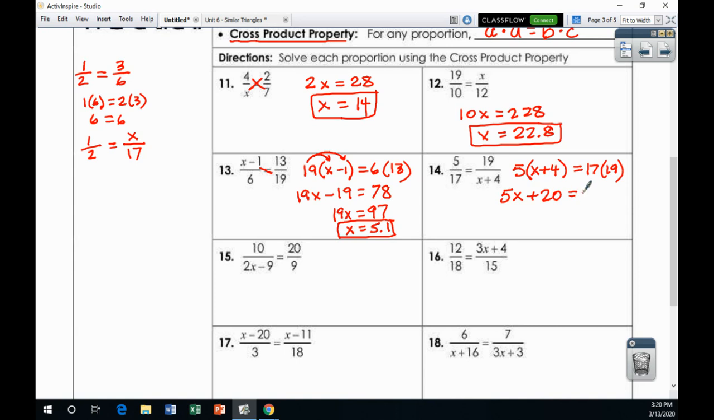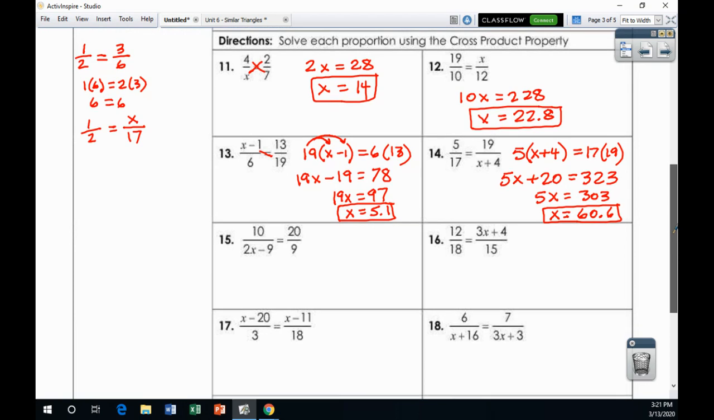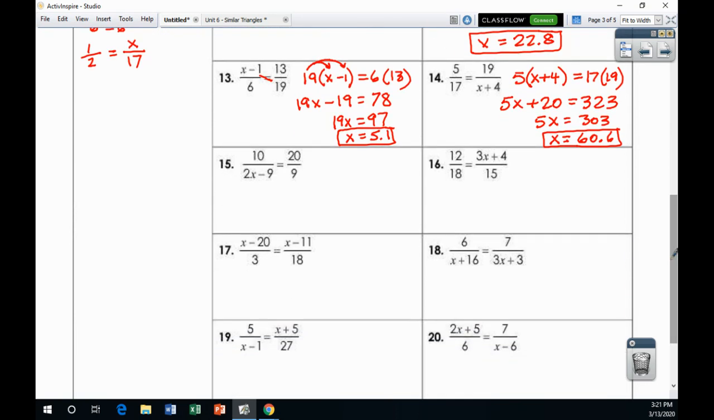17 times 19 is 323. Okay? Subtract 20 from both sides. 5x is 303. And obviously 5 is not going to go into that an even number of times. So with these decimal values, you may have to round sometimes. Let's round everything to the nearest tenth.